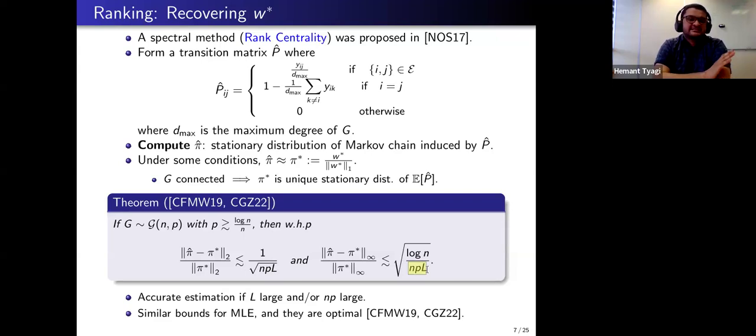So this is it for static graphs. This is what I want to talk about: the static case when you just have one comparison graph. If there are any questions, feel free to ask.